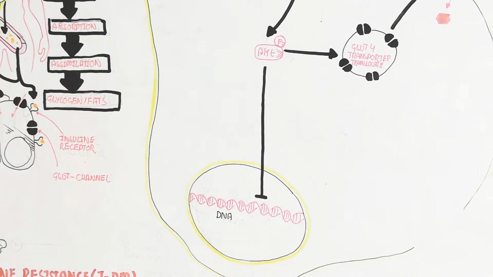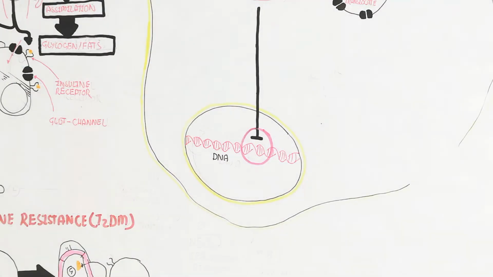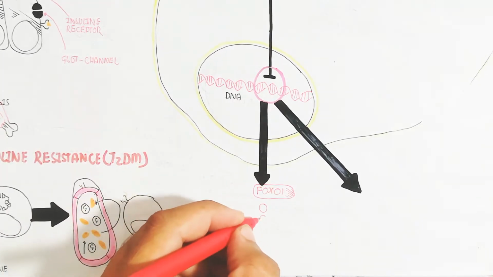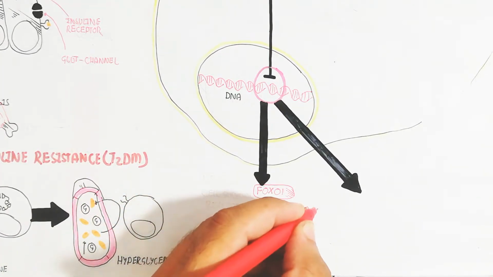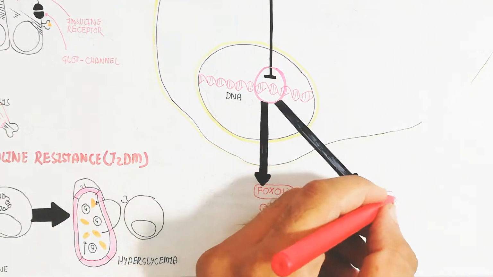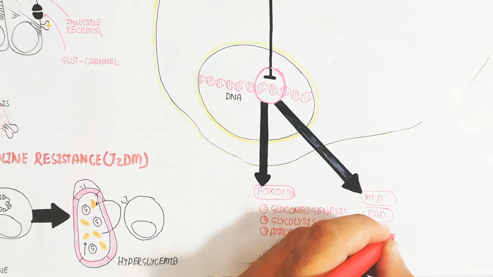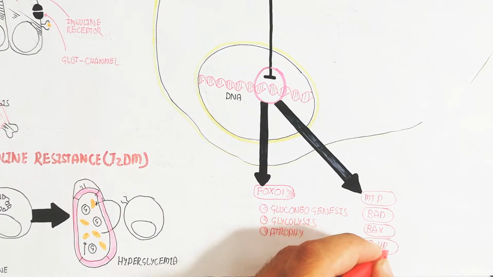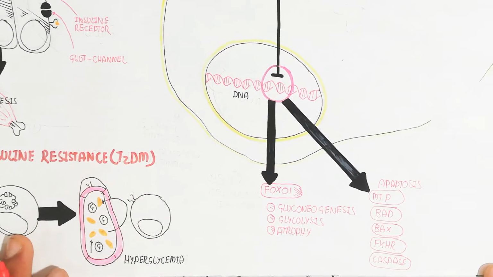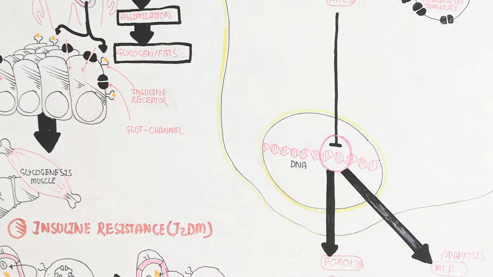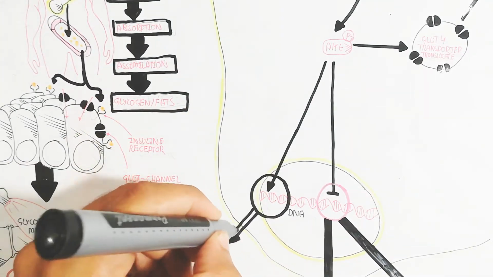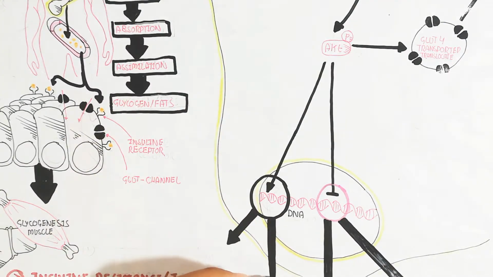AKT will also inhibit FOXO1. FOXO1 is responsible for the gene that produces proteins for gluconeogenesis, glycolysis, the production of several enzymes, and atrophy. Atrophy means muscle loss. So in this way the muscle will develop due to insulin. So anabolic, remember. On the other hand, apoptosis involves MTP, BAD, BAX, FKHR, and caspase, which lead to apoptosis, and these will also be inhibited. So this is the inhibition.